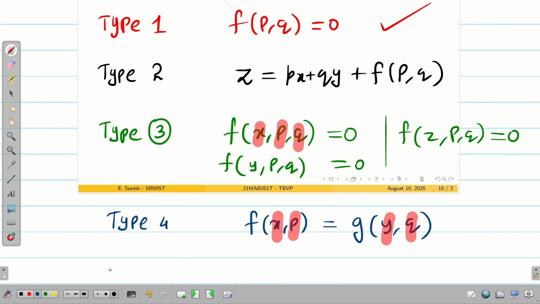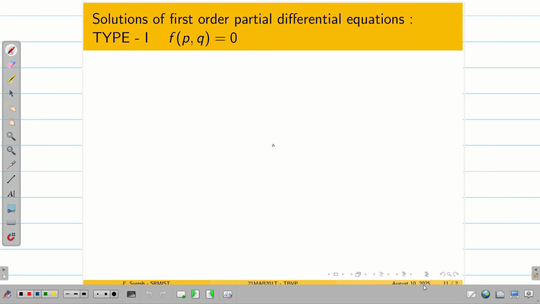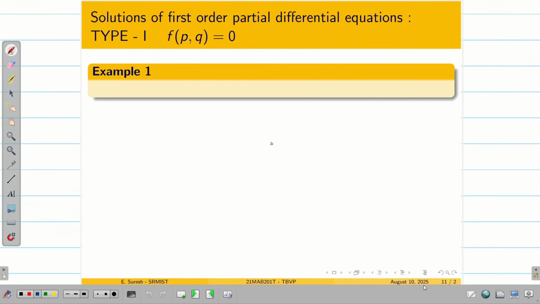And you would have already guessed it, my type 5 is going to involve all of x, y, z, p and q. We are going to solve it by Lagrange's method. So these are all the 5 types we are going to deal with as standard types for finding solutions of the first order PDE. We are going to solve them one by one. Now let us go into type 1. I am directly going into the problem and I will explain how to solve it.